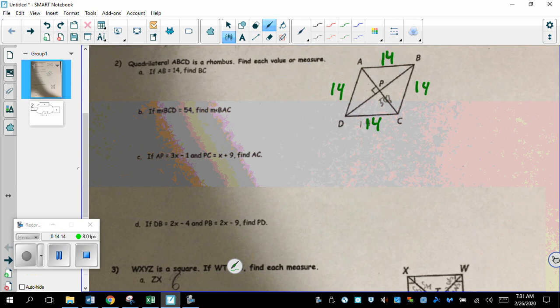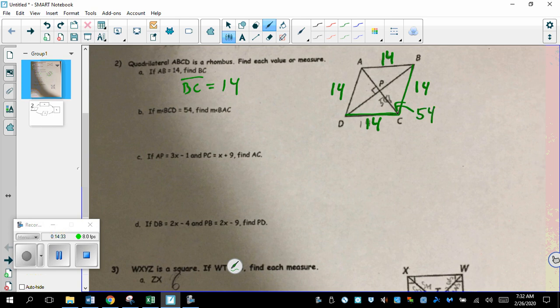How long is BC? BC, very simply, is 14. How do you know it's a rhombus? The definition of a rhombus is that all your sides are going to be the same length. Okay. The measure of angle BCD, where's BCD? BCD, right here, is 54 degrees.